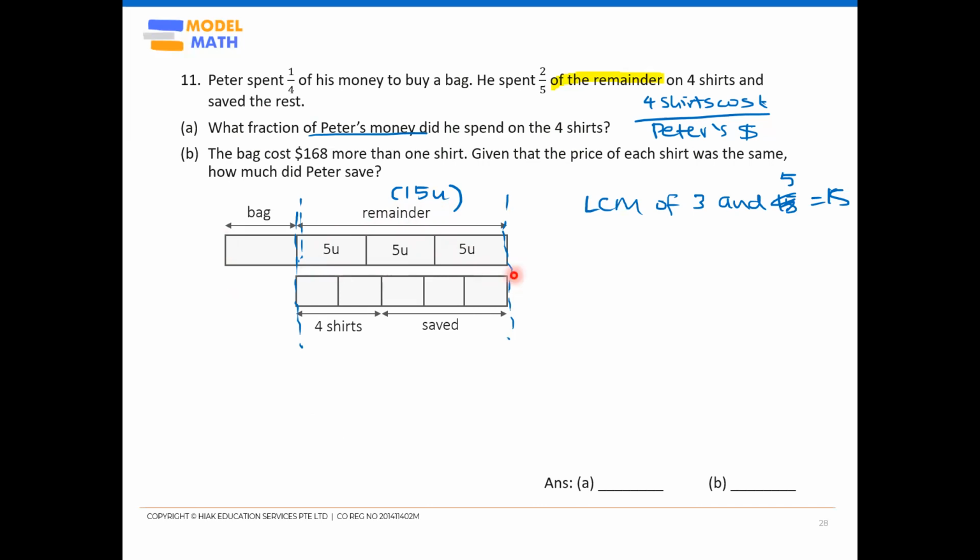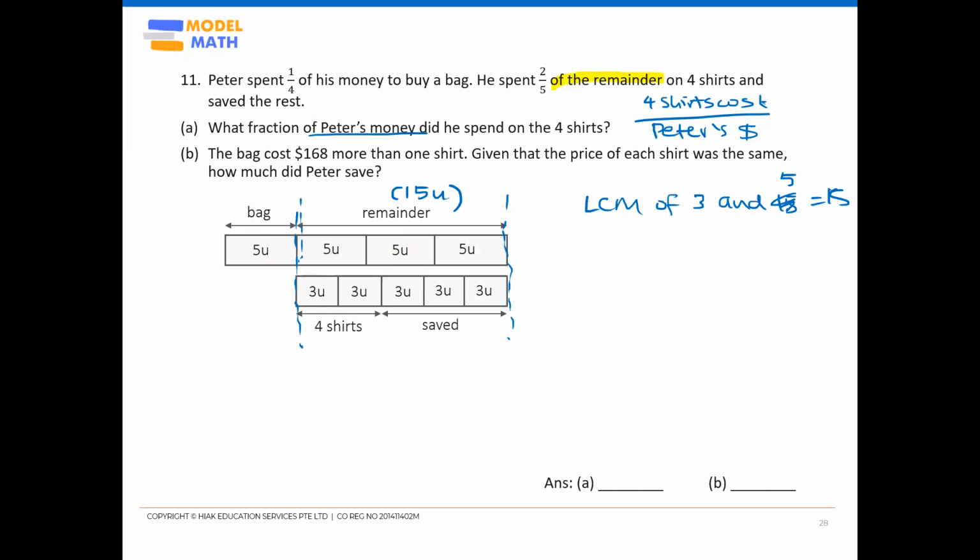All right, and you can do the same for the bottom. So the bottom is 5 blocks, so each block will be 3, 3, 3, 3, 3. 5 sets of 3U give you 15U. So now your remainder is fixed at 15 units. You can safely put the bag as 5U, same as the rest over here.